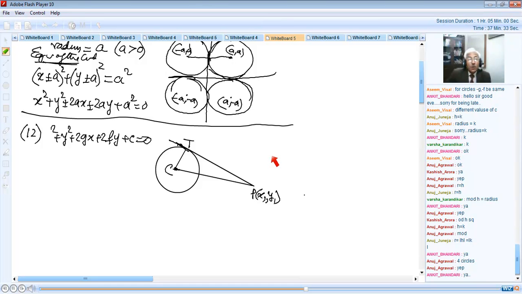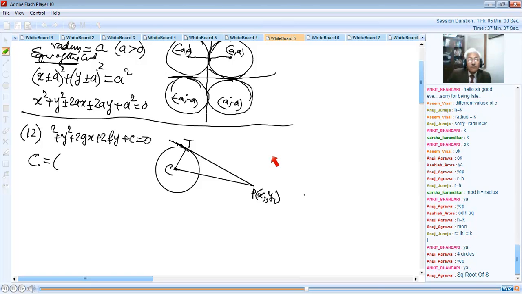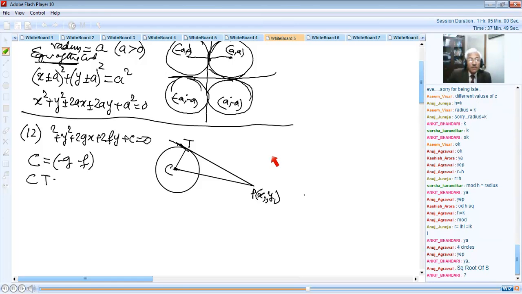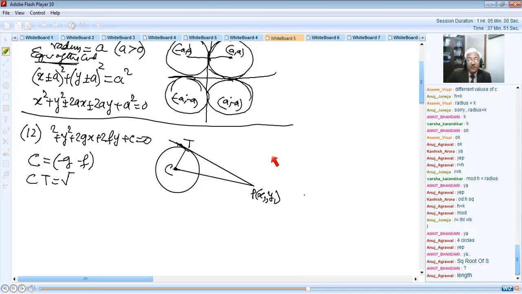Can you tell me what is C? Center C is what? That's right. Center C is (−g, −f). And what is CT? CT is the radius, that is equal to √(g² + f² − c). And we want to find out PT. PT² is equal to PC² − CT².